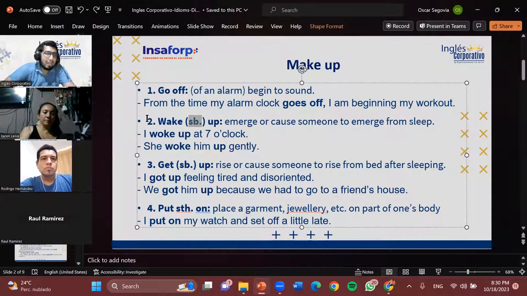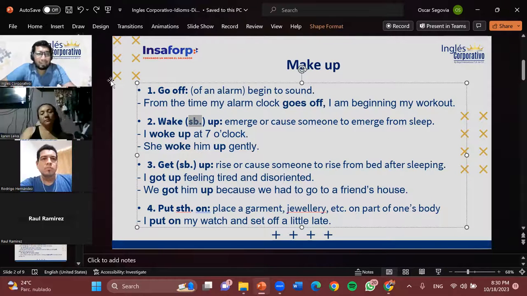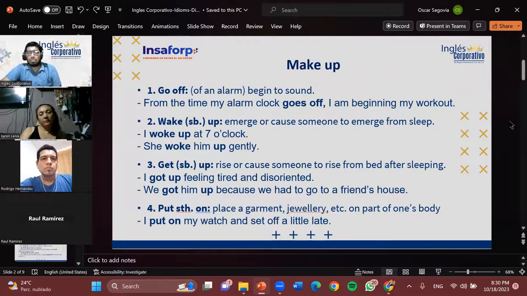For example, I remember that the other day, Rodrigo Mendoza was saying that because of his job, normally on Sundays, when he has Sundays off, he is going to wake up and stay in bed until late. It means that you wake up and then you can fall asleep again, you can wake up again, and the circle simply goes on. But waking up is not, and is never going to be, the same as getting up. Getting up is actually to rise, or cause someone to rise, from bed after sleeping.